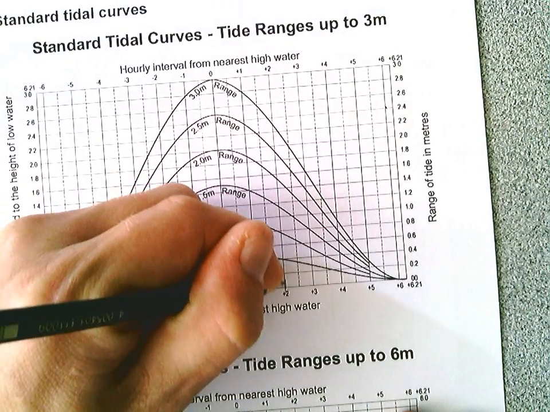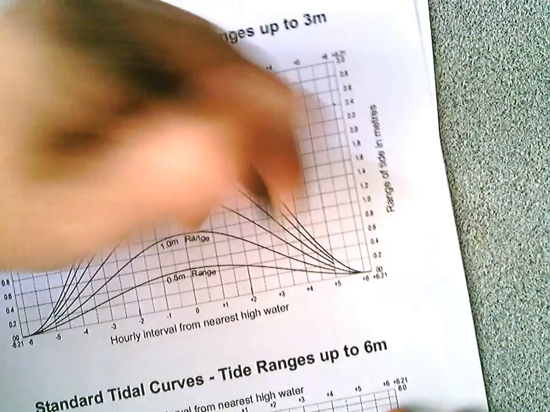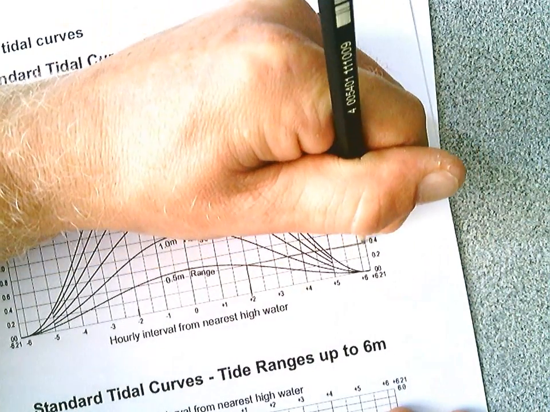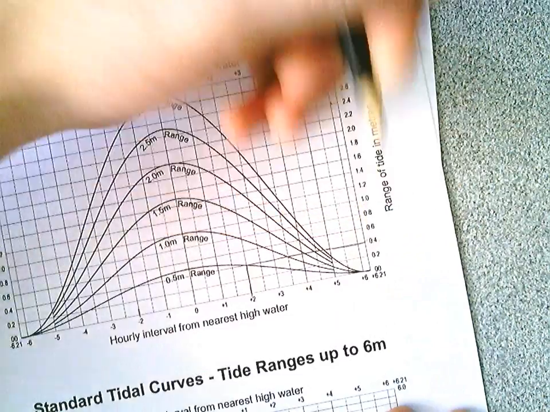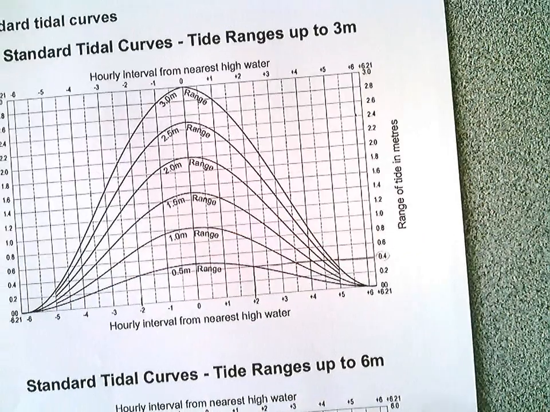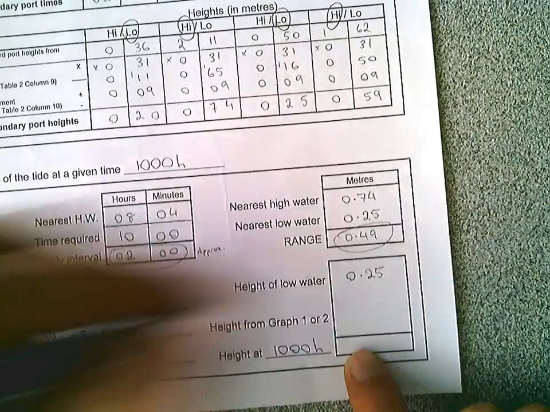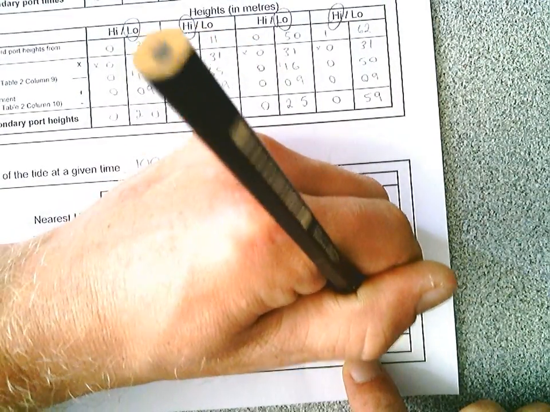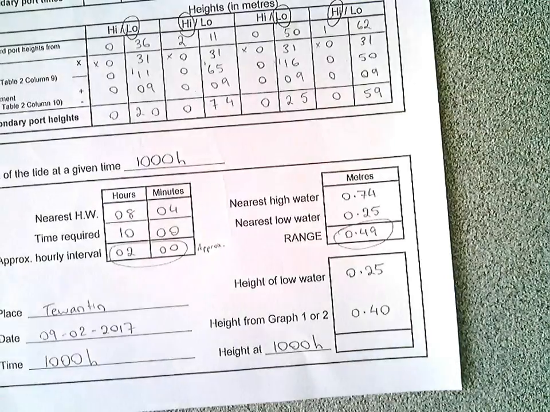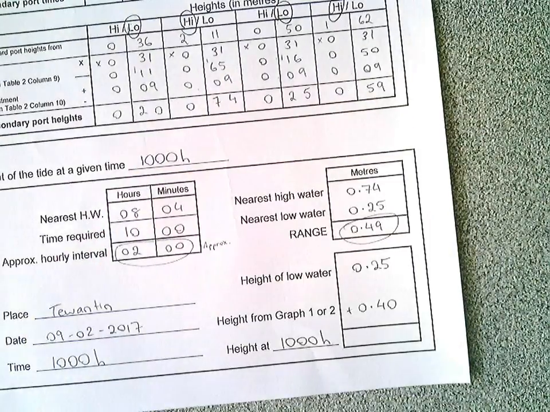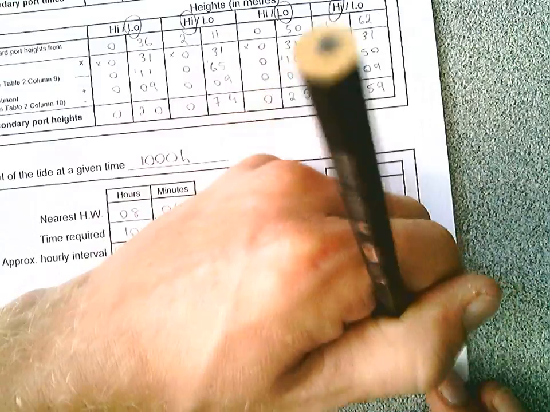And I simply match up the two with that range curve, and I go across to what it is suggesting on the side, which in this instance is approximately 0.4. So that value there is going to represent my height. What I then need to do is add these things together, and I will get my height of the tide at 1000 hours for Tewantin. So I simply add these together.